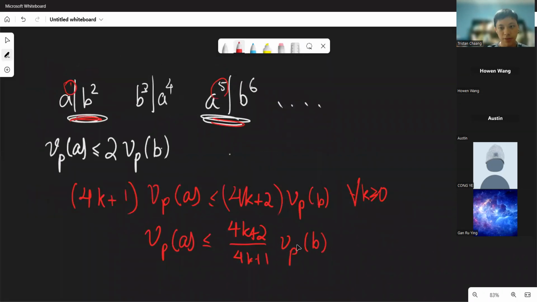Okay, this is true for all k. What does that mean? So can we say anything from this? This is true for all k. That means if you put k is 10,000 here, it still works.